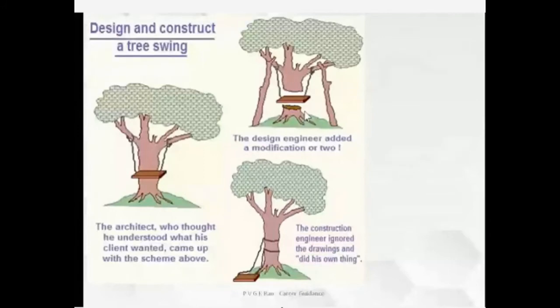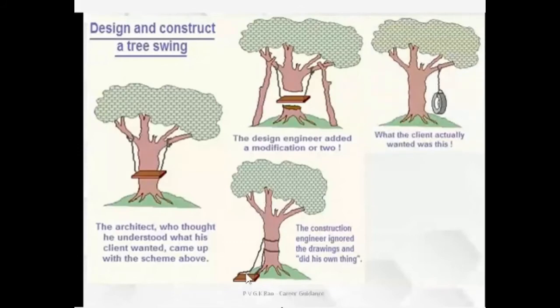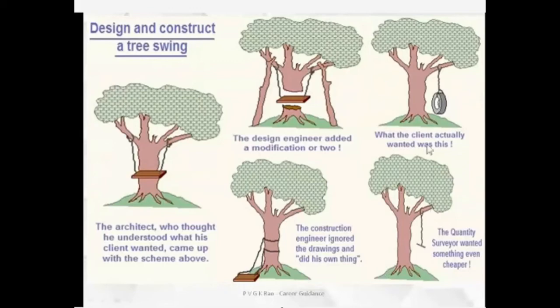What did the construction engineer do? What is that the design engineer has given? He does not know anything. I will do it as I know. And then what he did, to the bark he connected two ropes, and he constructed. Did his own thing. And what the client actually wanted was this. He wanted a rope and a tire to be tied to this. But the surveyor wanted a much cheaper version, so instead of a tire, he wanted a stick to this.